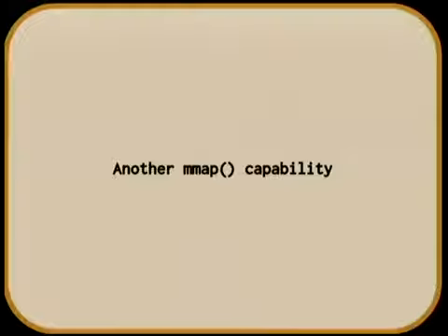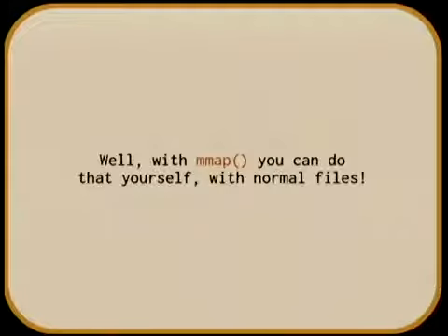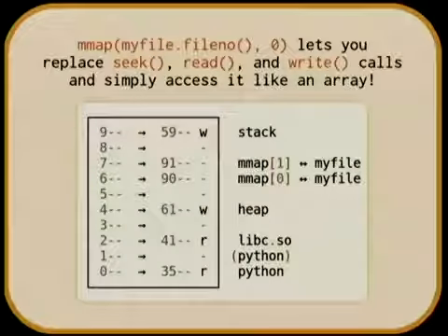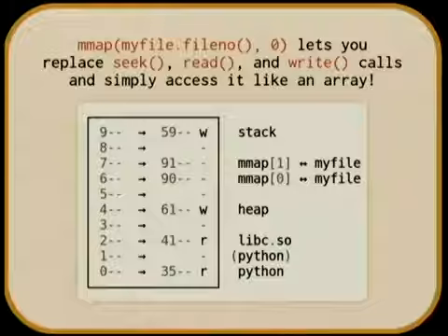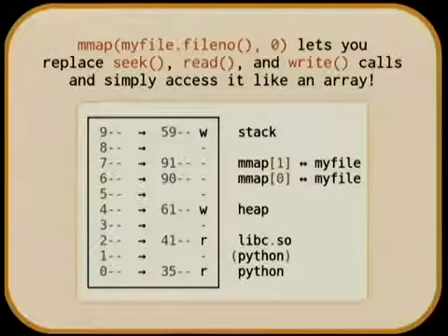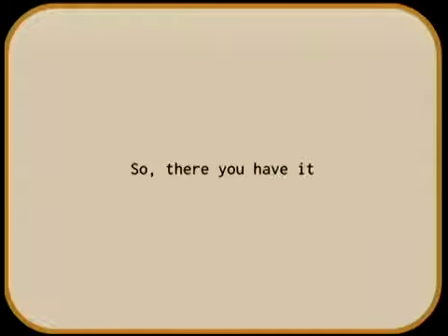One last really cool mmap capability. Remember how the OS loads pages from binaries like Python and libc only on demand? It doesn't read the whole thing in if it doesn't need to. Well, with mmap, you can do that yourself with normal files. If you give mmap an argument, the file number of a file you have open, then instead of an app where maybe you have to seek and read and write and seek again to move back and forth in a file, it simply makes the file look like an array of bytes in memory, and it pulls the file's pages in as you try to read from them and writes the changes back to disk as you touch them, but typically with only a small working set needed to be loaded at any given time.